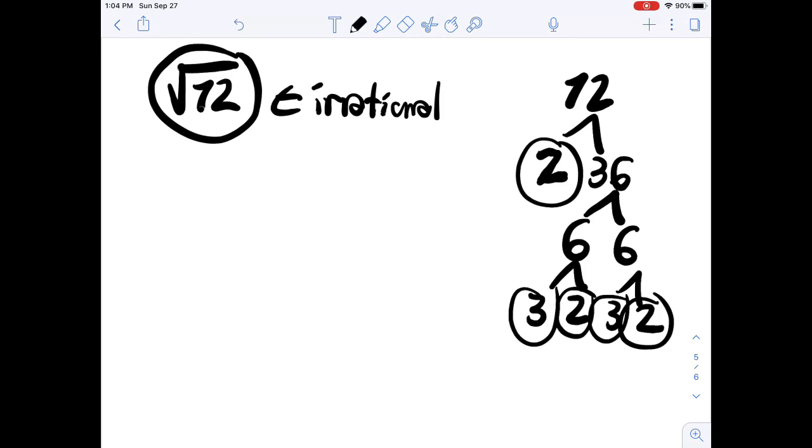And now from these prime factors, we're going to figure out which factors of 72 are perfect squares. So we need to find pairs of like numbers. So looking at our prime factors, we have 3 2s and 2 3s. So I'll just write it out. 3 2s and 2 3s. We have a pair of 2s and a pair of 3s.